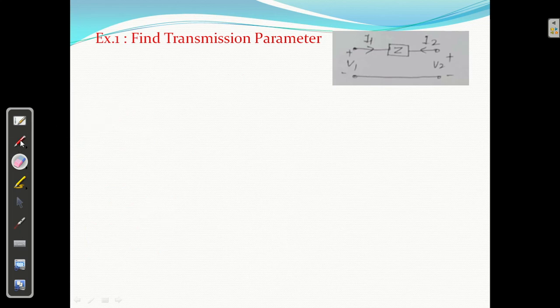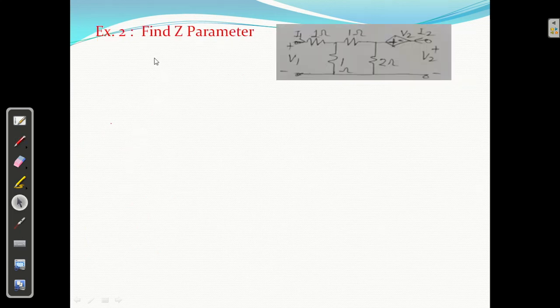Okay, next problem I'm going to discuss, example number 2. Find the Z parameter. Here we have 3 loops, 1, 2, 3, and I have to find the Z parameter. So first we have to write the KVL. How many loops are there? Three loops are there. Here I am taking loop 1, I am taking current I1. This is loop 2, I am taking current I2.